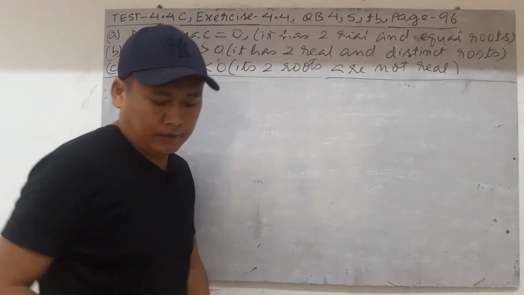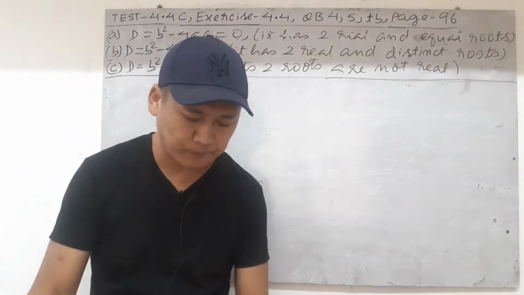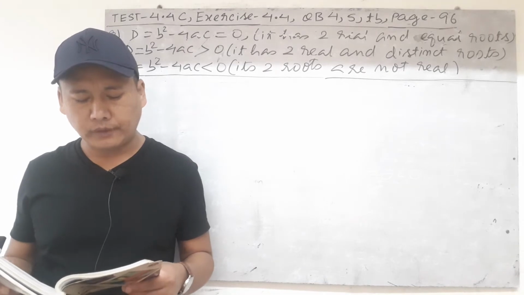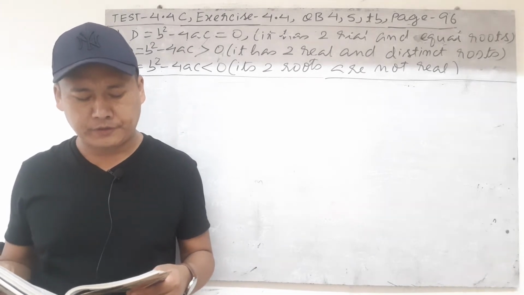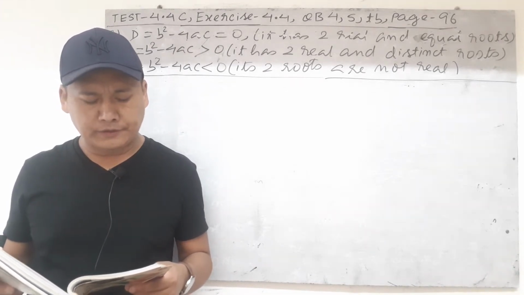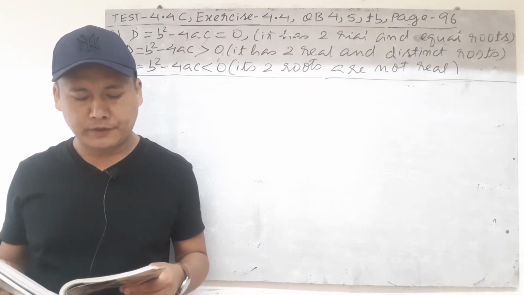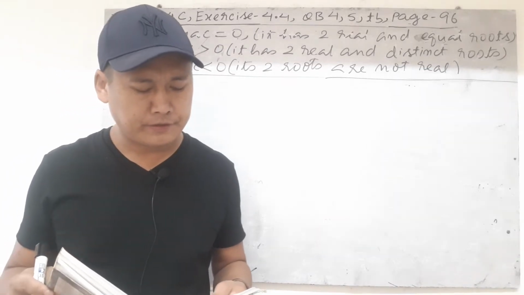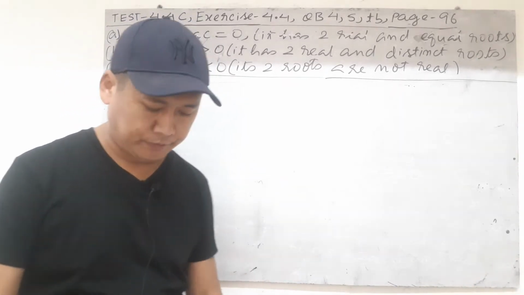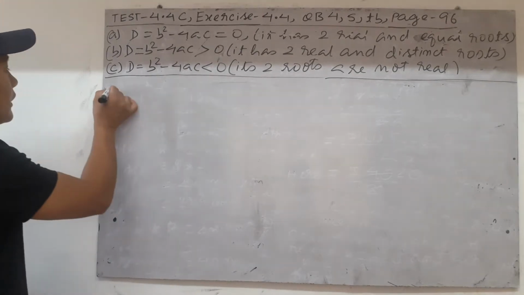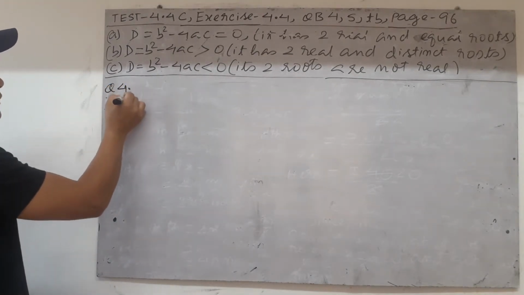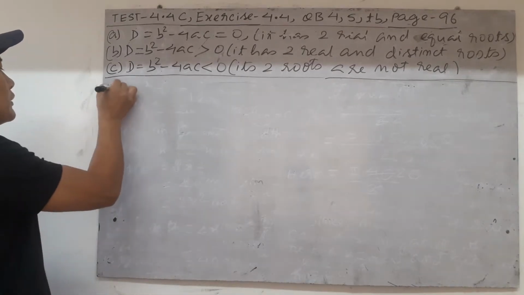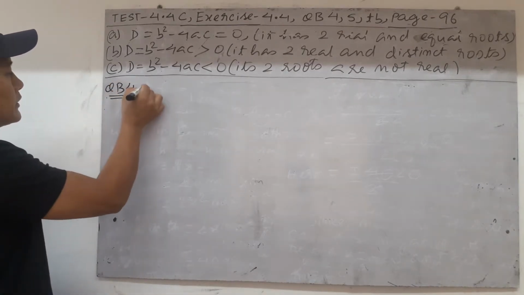Okay, let me read the first question. Is the following situation possible? If so, determine their present ages. The question is like this: the sum of the ages of the two friends is 20 years. 4 years ago, the product of their ages in years was 48. So we'll see whether this situation is possible or not. Then question number 4. If you want to be specific, then question B4, page 96.